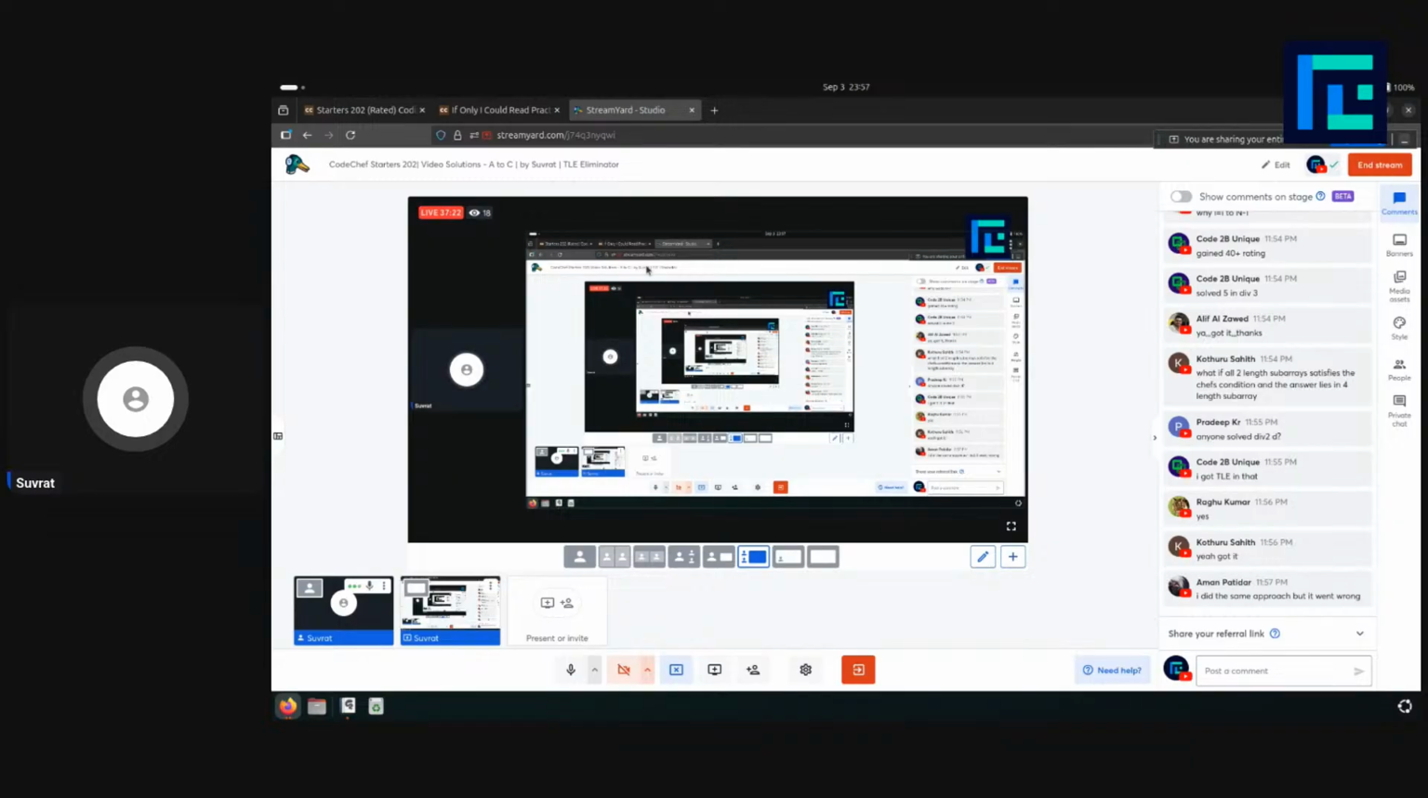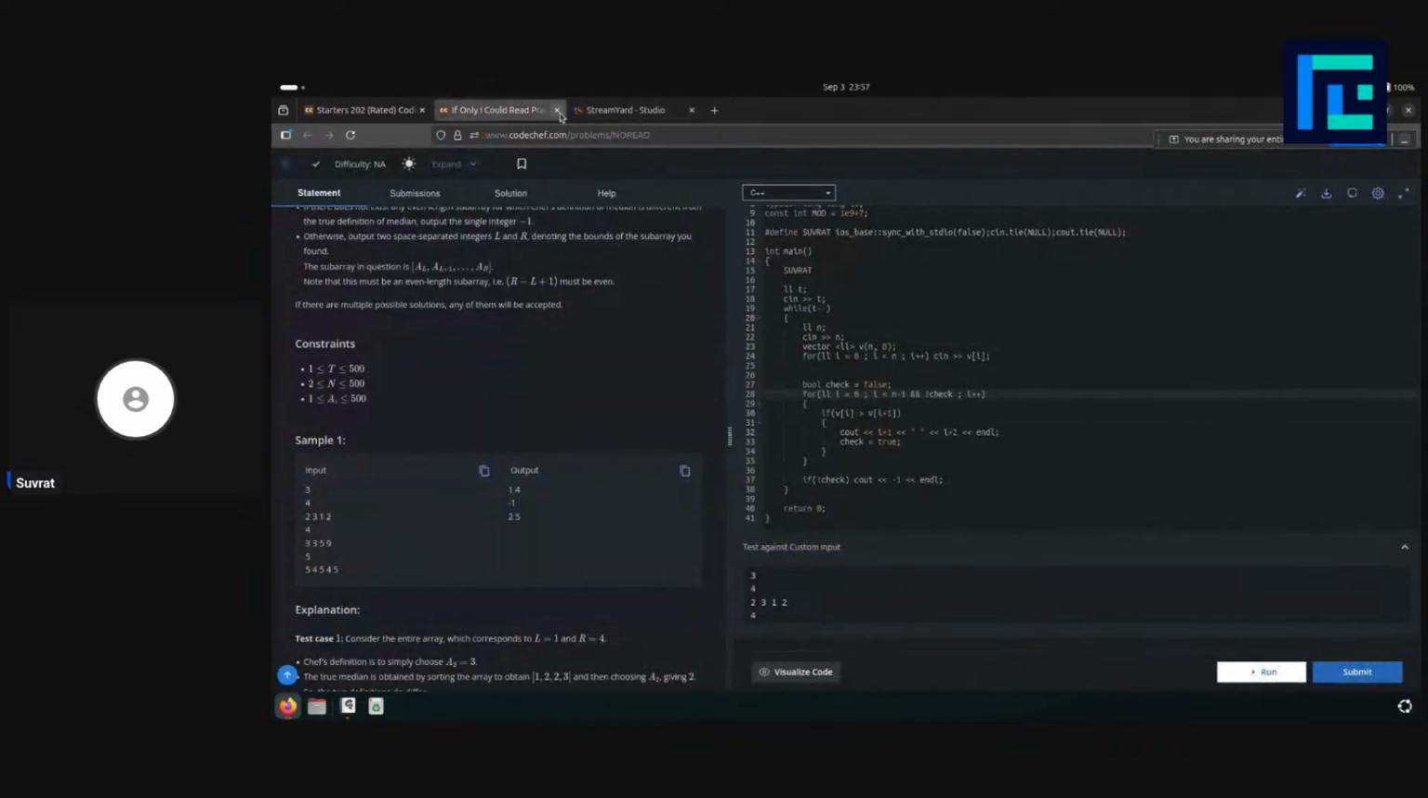I did the same approach, but it went wrong. Don't get discouraged. Basically, approach is what matters more in contests in CP. So if you're getting the correct approach, then surely you'll improve quickly. So I don't think you guys have any doubt. So let's move on to the next problem.